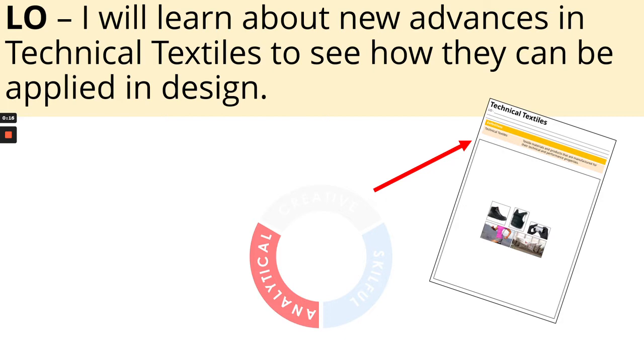So can you turn to this page in your booklet and write down the learning objective, which is: I will learn about new advances in technical textiles to see how they can be applied in design. Pause the video here and write down the learning objective. Fantastic.